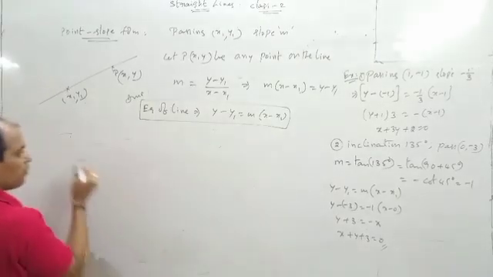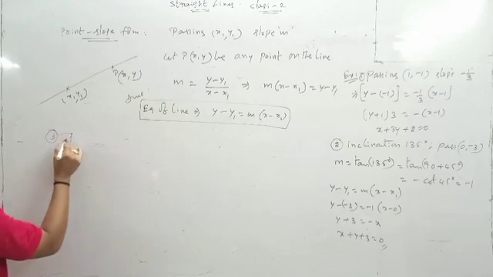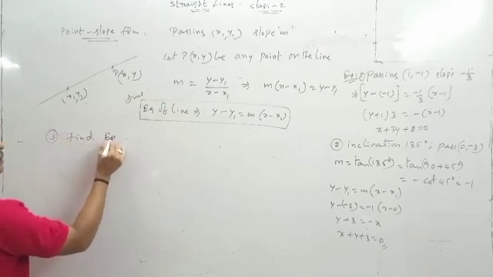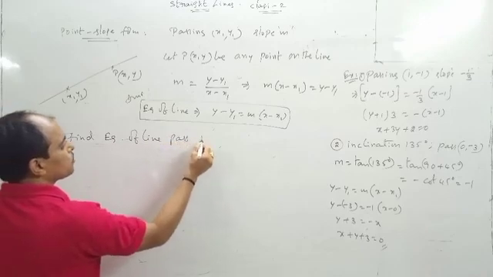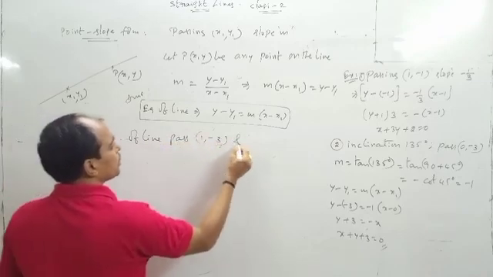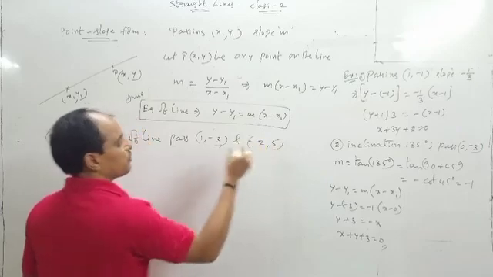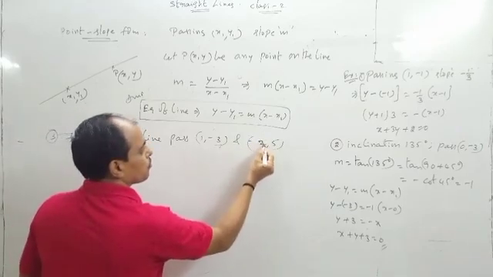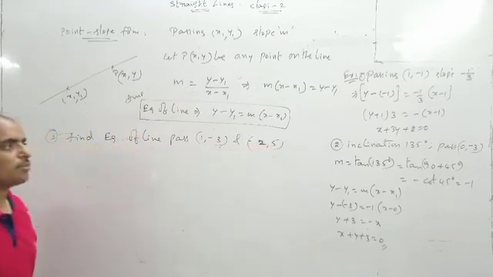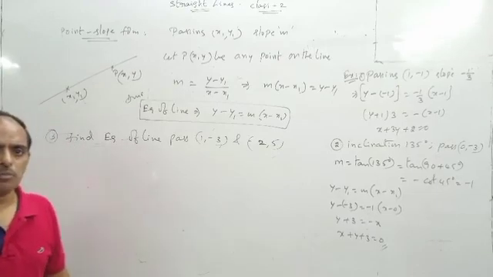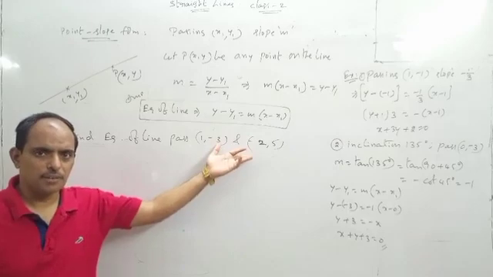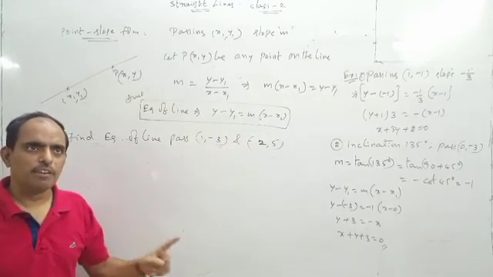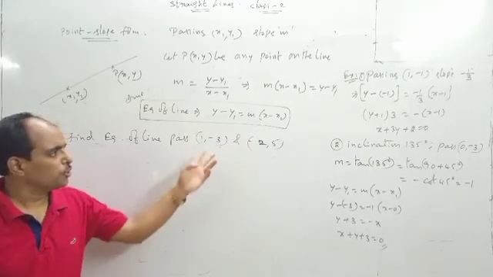Okay. Find the equation of the line passing through (1, minus 3) and (minus 2, 5). Okay? 2 points are given. How to find the equation? We require 1 point and 1 slope. You take any of the points.